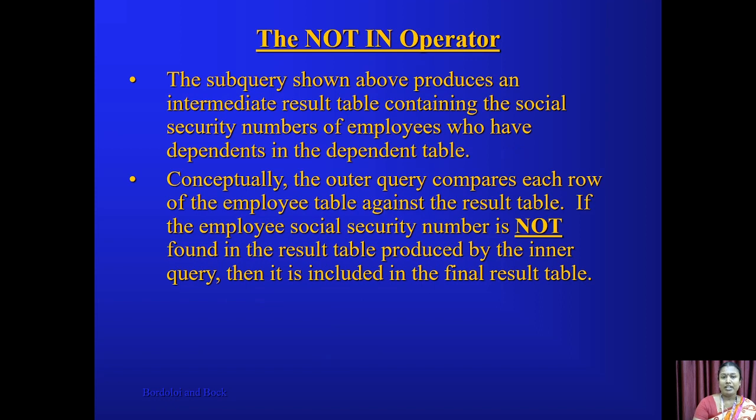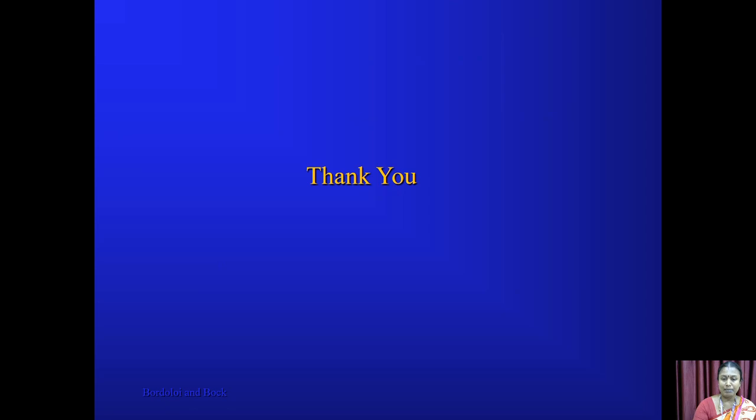Then the NOT IN operator. The subquery shown above produces an intermediate results table containing the social security numbers of employees who have dependents in the dependent table. Conceptually, the outer query compares each row of the employee table against the result table. If the employee social security number is not found in the result table produced by the inner query, then it is included in the final resultant table.